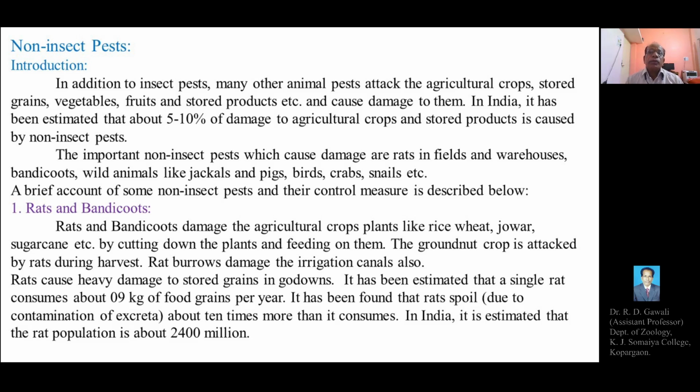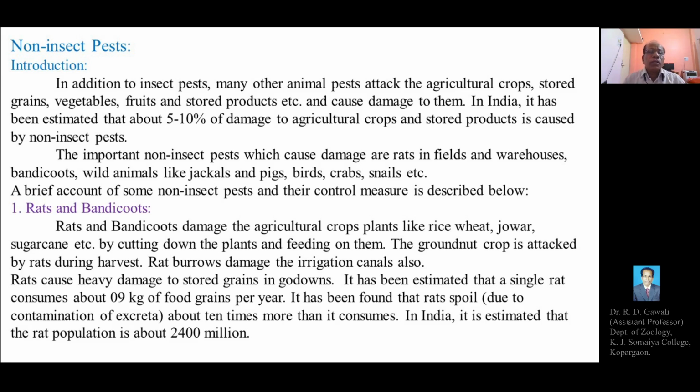In addition to insect pests, many other animal pests attack agricultural crops, stored grains, vegetables, fruits and stored products, and cause much loss or damage to them. In India, it has been estimated that about 5 to 10% of damage to agricultural crops and stored products is caused by non-insect pests.